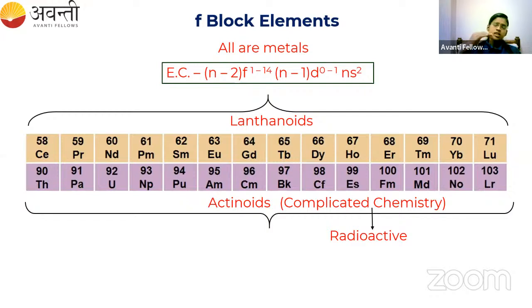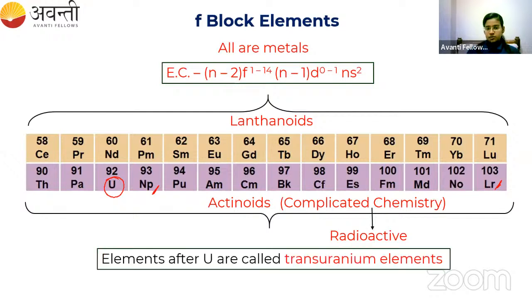The elements after uranium. So in the actinoids, we have uranium with atomic number 92, right? So the elements after uranium, from neptunium till lawrencium, are called trans-uranium elements. Again, coming to F block, you should study the outer electronic configuration.